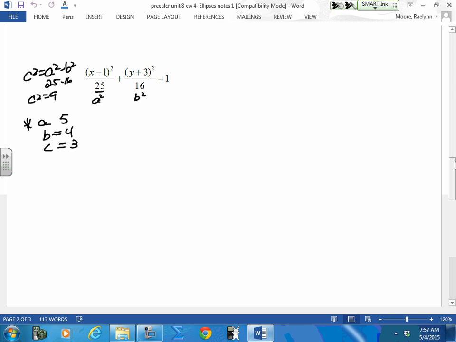So your major axis is your x. It's going to look like this. It's just oblong along the x-axis instead of the y-axis this time. What's your center? 1, negative 3. Good. Works just like a parabola. The one with the x is the h. That one comes first. Okay, so we're going to start.